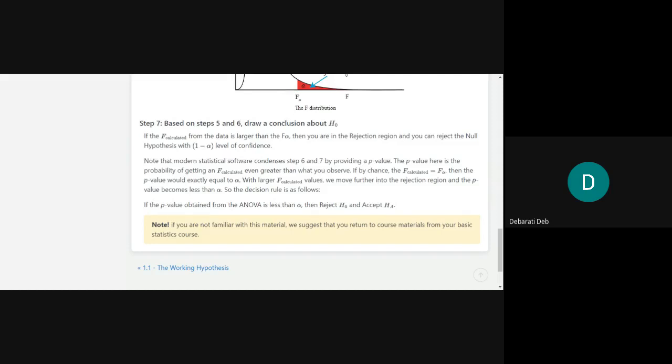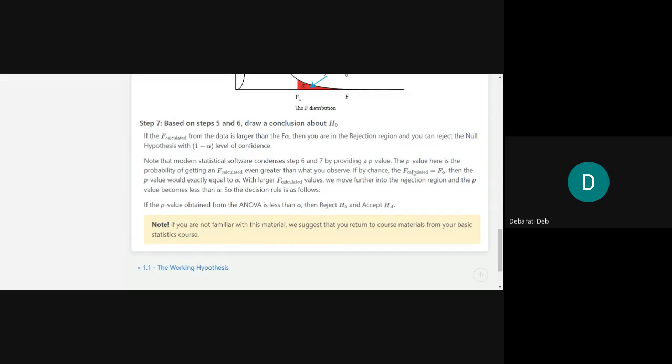Then note that modern statistical software condenses steps 6 and 7 by providing the p-value. I will show you Excel only. I'll not show you SPSS or any other software because that is not required at this level. So I'll just show you how to do it in Excel. That is also software, right? Now this software will not provide you any tabulated value. The software will provide you a p-value.